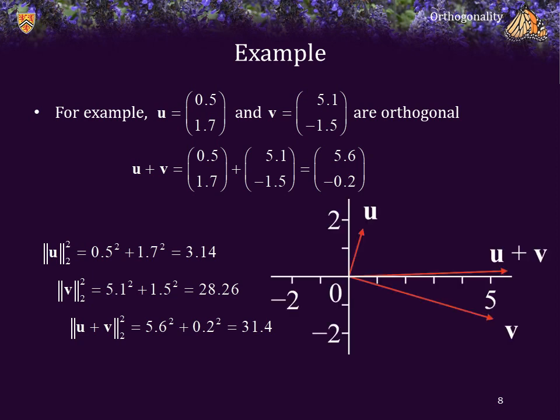You can also see this visually by plotting these vectors on the plane. And yes, you can see that u and v do appear to be orthogonal, and u plus v is the sum of those two vectors. And it seems as if the Pythagorean theorem should indeed hold.